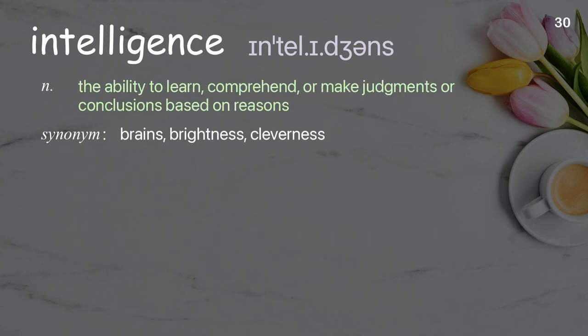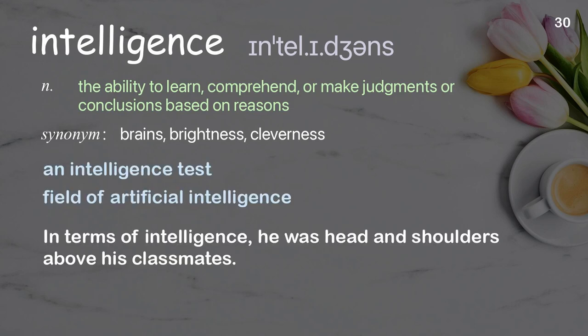Intelligence. The ability to learn, comprehend, or make judgments or conclusions based on reasons. Examples: an intelligence test, field of artificial intelligence. In terms of intelligence, he was head and shoulders above his classmates.